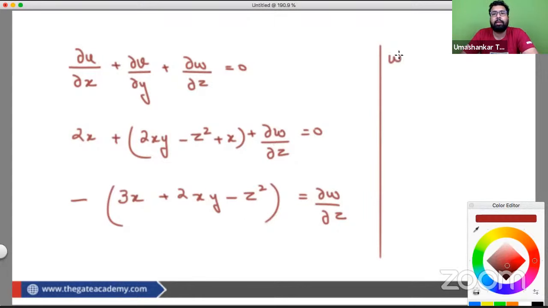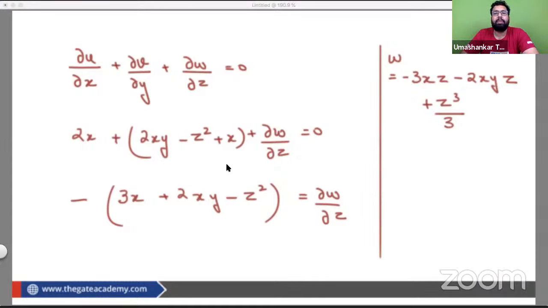Now you want to find this W. So what except integration can we do with this equation? Obviously we are going to integrate it. So when we integrate it, we'll be getting minus 3xz plus 2xyz. We are integrating keeping other parameters constant but z. Except z, we are keeping all the variables as constant here. So this is going to be plus z cube by 3. Is it fine? Please answer me.